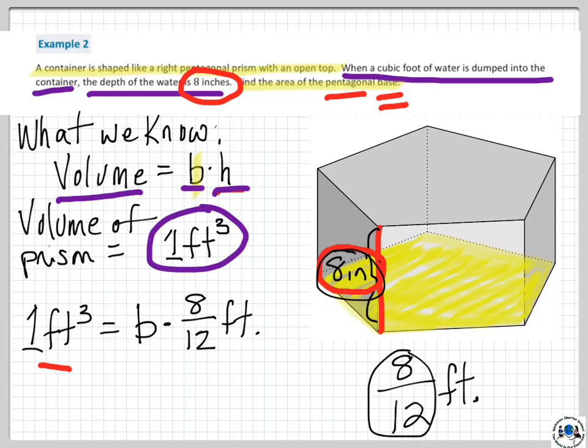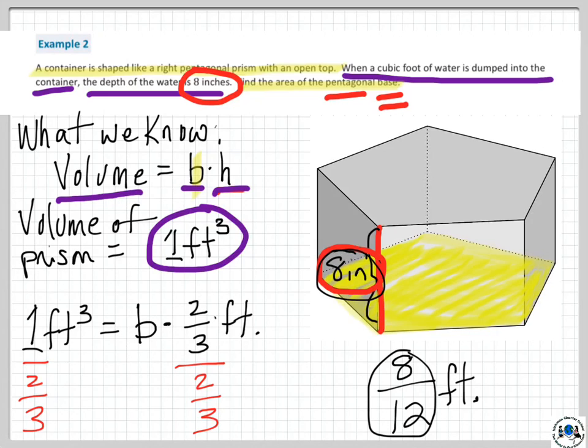Now that 8/12ths can be simplified. It's good to convert now and simplify now, so we don't have to do it at the end. We could turn that into 2/3 of a foot. So what we come up with is our initial equation: 1 cubic foot equals base times 2/3 foot.